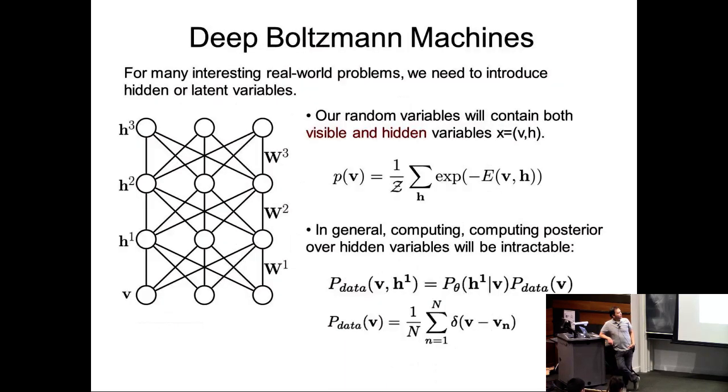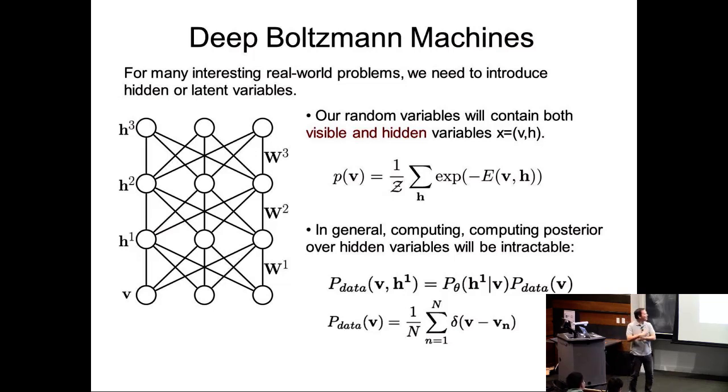So in deep Boltzmann machines, for example, you have random variables which will contain both visible and hidden, right? And if we want to figure out the probability over V, that is sometimes called model evidence. In particular, if we want to evaluate this model on new unseen test examples, we need to be able to compute probability of V.